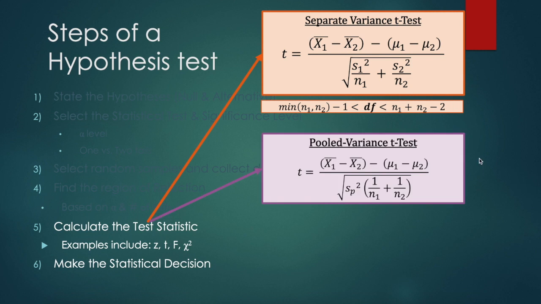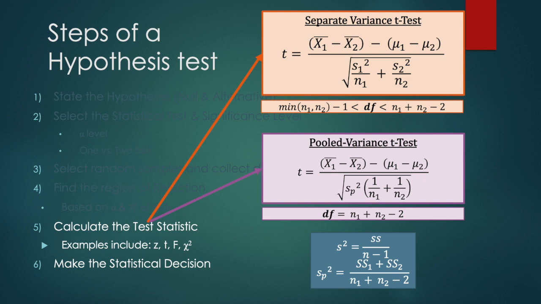The other version of the t-test is called the pooled variance t-test. This is where our variances are similar enough that we can just join them together. The top is exactly the same. The bottom is where we're going to now combine our variances into this pooled variance. And then we still account for the different sample sizes. The degrees of freedom for this one's a lot easier. It's just the sample sizes added together minus 2.